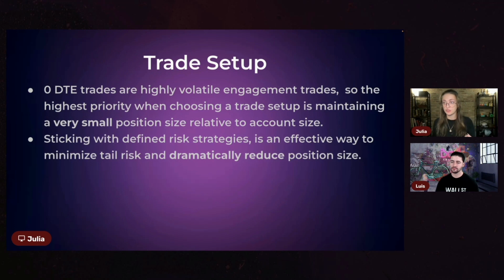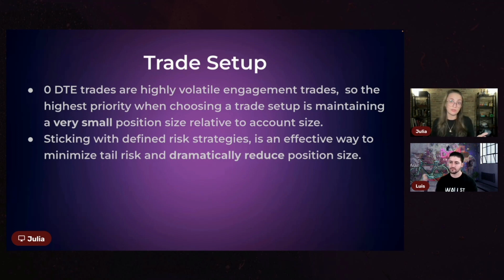So 0DTE trades are highly volatile engagement trades. They're mostly, I don't want to say for fun, but I would not depend on them for core portfolio growth. It's kind of more like an earnings play where it's a little bit more speculative. So the highest priority when choosing this trade is to maintain a very small position relative to the account size. Because it's an engagement trade, and because it's highly volatile, you definitely want to keep the position size small relative to how big your overall account is.